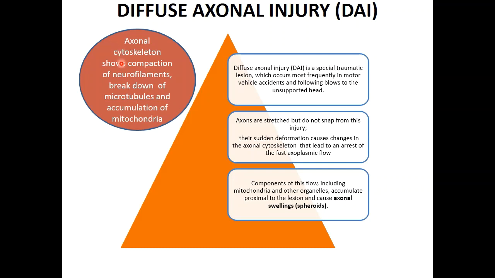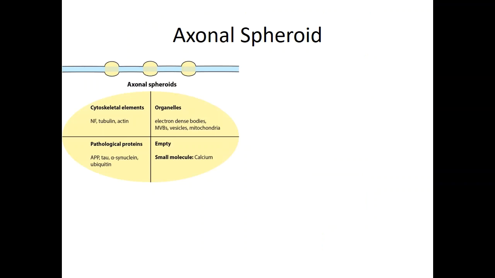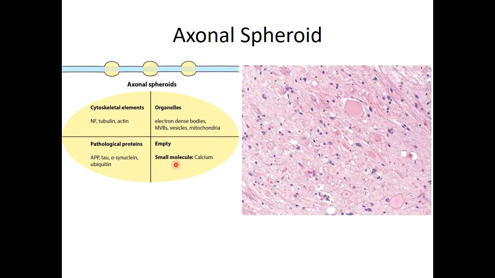Now, the axonal cytoskeleton shows compaction of the neurofilaments, breakdown of the microtubules, and accumulation of the mitochondria within the axonal cytoplasm. So this is the basic component of an axonal spheroid. An axonal spheroid may contain neurofilaments, tubulins or actins, organelles like mitochondria as we've already discussed, electron-dense bodies may also be present, pathological proteins like the tau protein or ubiquitin or alpha-synuclein, or it might just be empty and have small molecules like calcium.